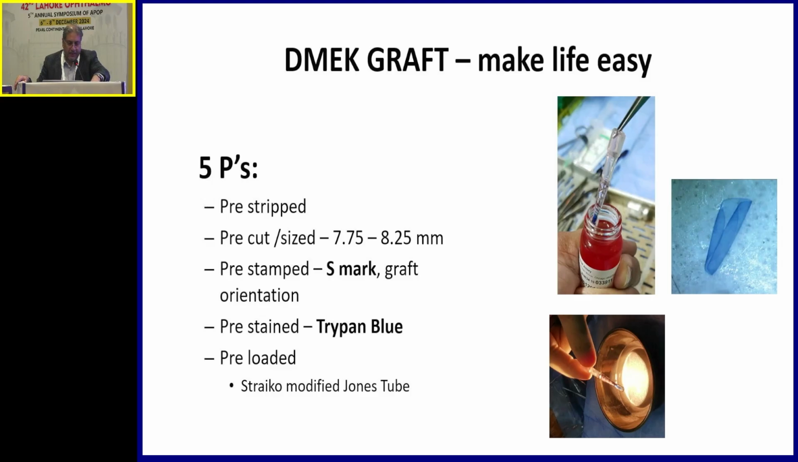They are pre-stripped, pre-cut, or pre-sized. You can have any size from even 7.25 or 7.5 to 8.25 millimeter. It is a pre-stamped S mark for the graft orientation, pre-stained with the trypan blue, and preloaded. I get my tissue in a Straiko modified Jones tube from my eye bank.